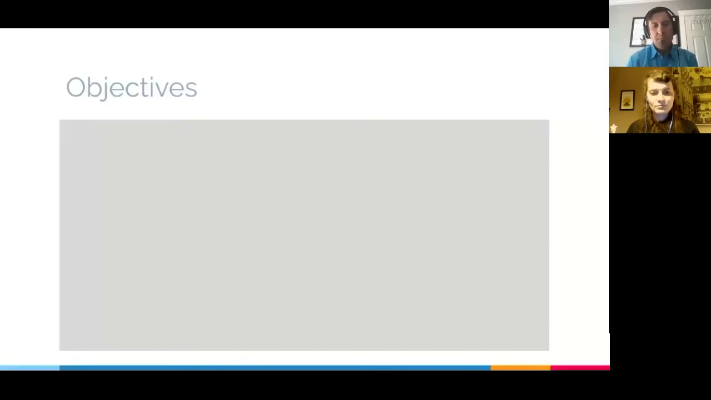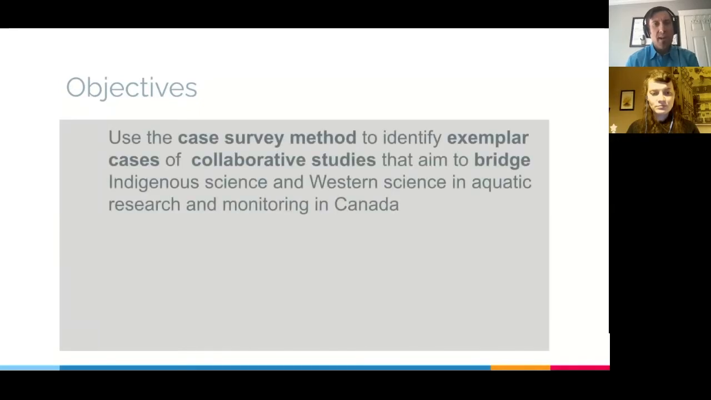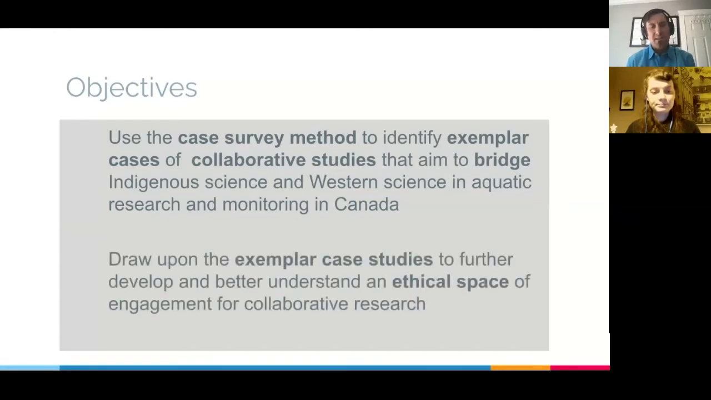Now, this work that I'm sharing has two central objectives. The first is to use the case survey method to identify exemplar cases of collaborative studies that aim to bridge Indigenous and Western sciences in aquatic research and monitoring in Canada. And from the identification of those exemplar cases, our second objective is to draw upon those case studies to further develop and better understand an ethical space of engagement for collaborative research.